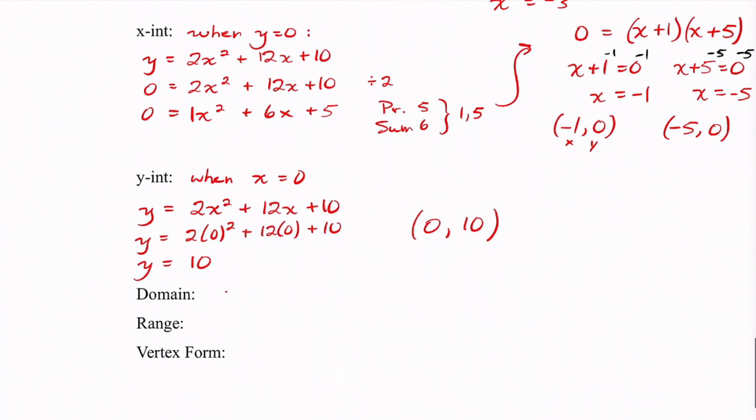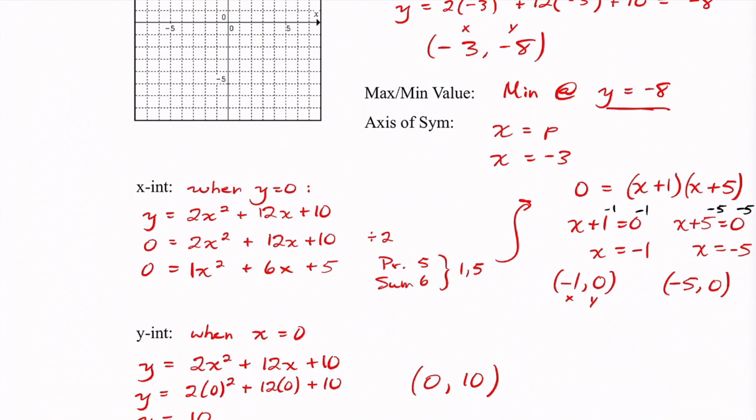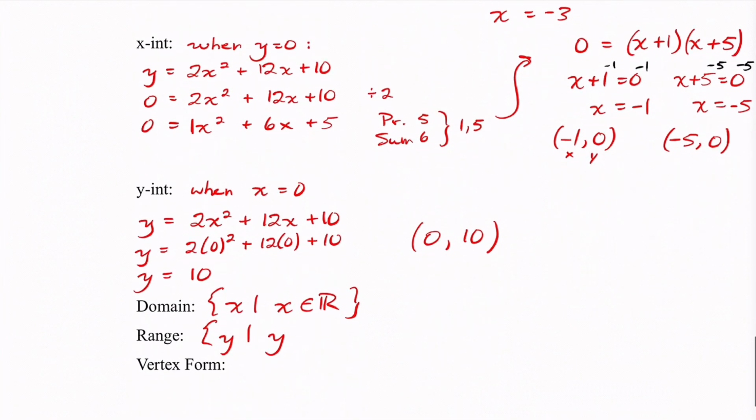Domain for quadratics is just x is an element of the real numbers. The range, it's going to be y given that. And then y in this case, it had to be higher than this point of negative 8 because that was the minimum point. So y has to be greater than or equal to negative 8, and y has to be an element of the real numbers.